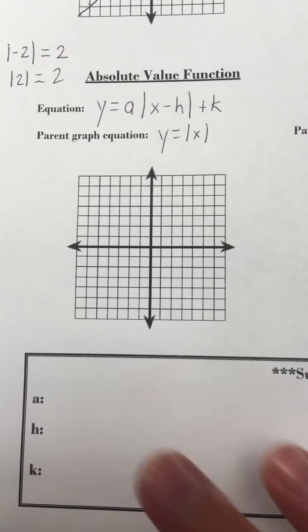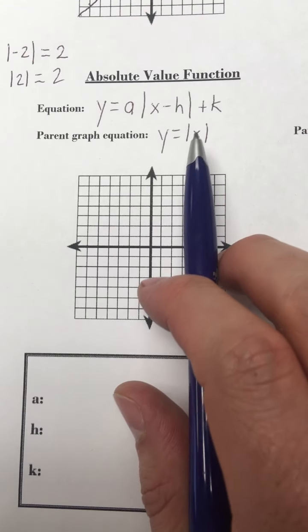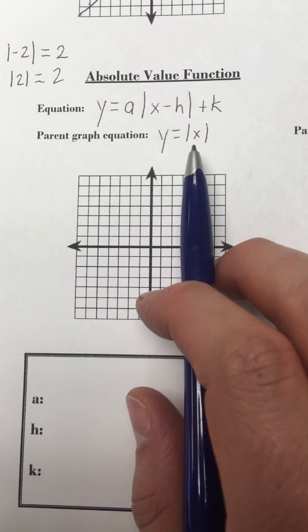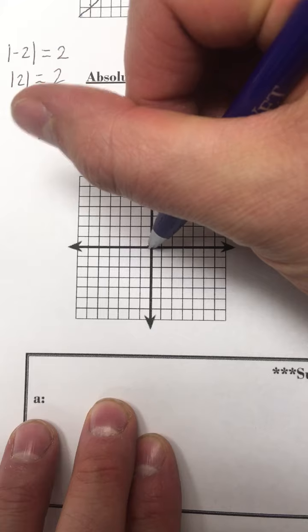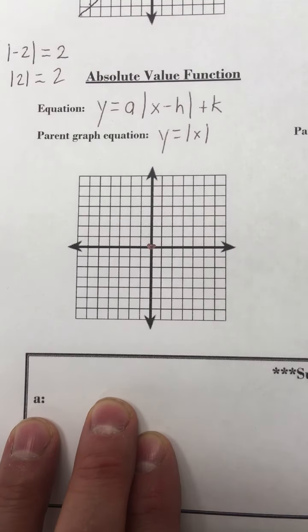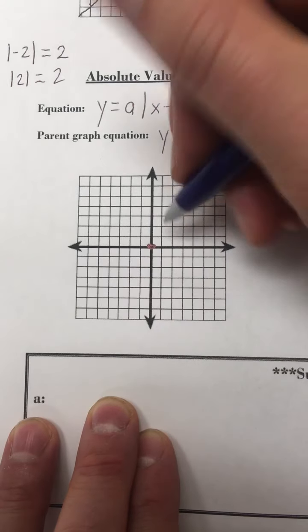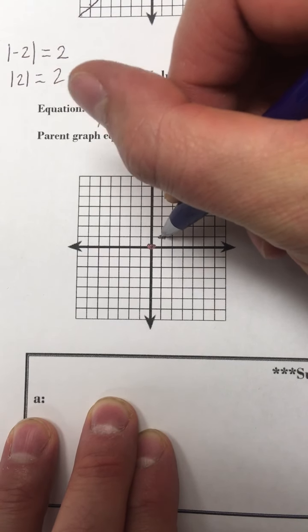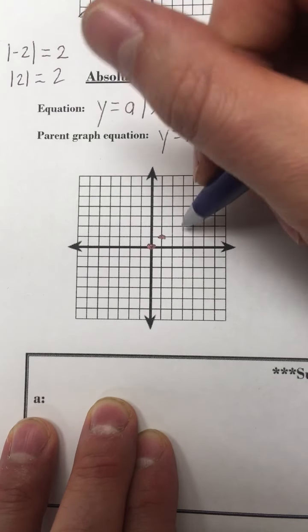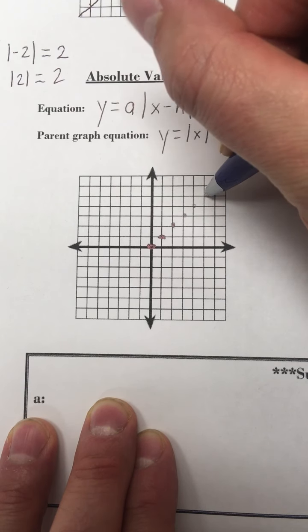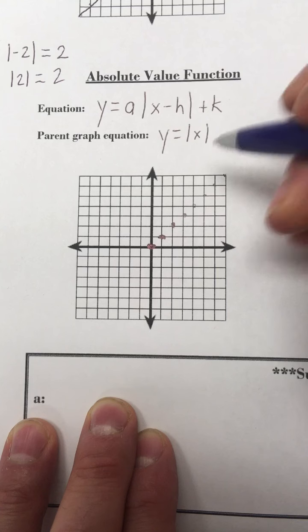Well, let's figure this out. So if I just plugged in some numbers for x, so for example, if I plugged in 0 for x, what's the absolute value of 0? It's 0. So I'd have the point 0, 0, starting at the origin. If I plug in 1 for x, absolute value of 1 is 1. So I'd have the point 1, 1. If I plug in 2, absolute value 2 is 2. So it looks like it's making a straight line. All right, it goes up and over, just like a linear function.